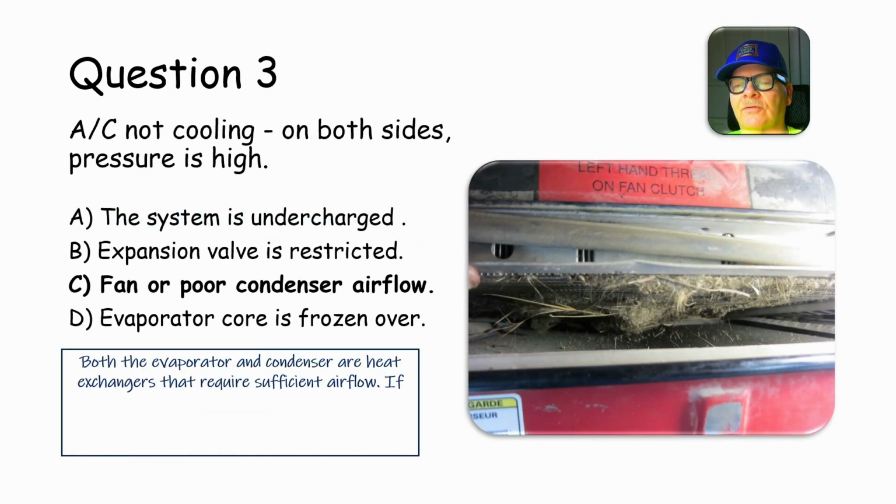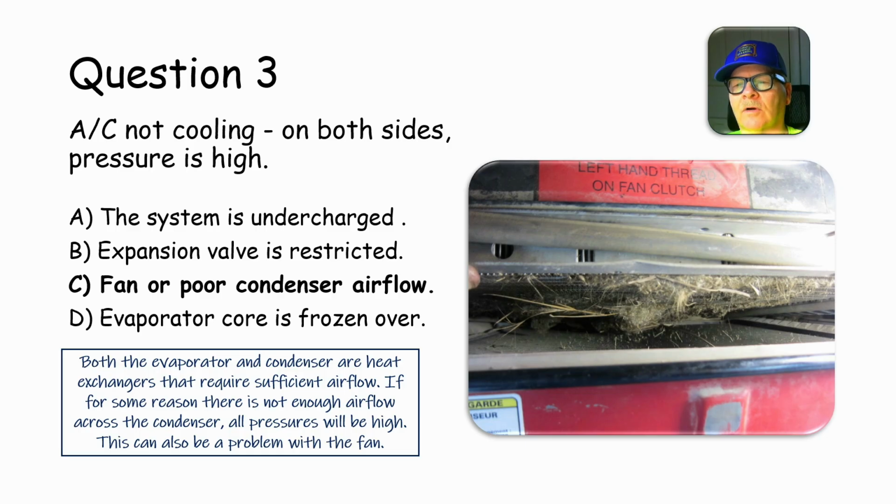AC not cooling on both sides would be a fan problem or poor condenser airflow. Now both the evaporator and condenser are heat exchangers. The crazy thing about this stuff here is it can go right through the AC condenser and stop at the radiator. When you look at the front of the AC condenser, you may not see any of this. This is trapped between the condenser and the radiator, and it's hidden unless you pull this cover off that's over this thing usually, or even take the radiator loose and tilt it back. You won't even know this is here, and that can cause overheating, but it can also cause high head pressure and a lack of cooling.